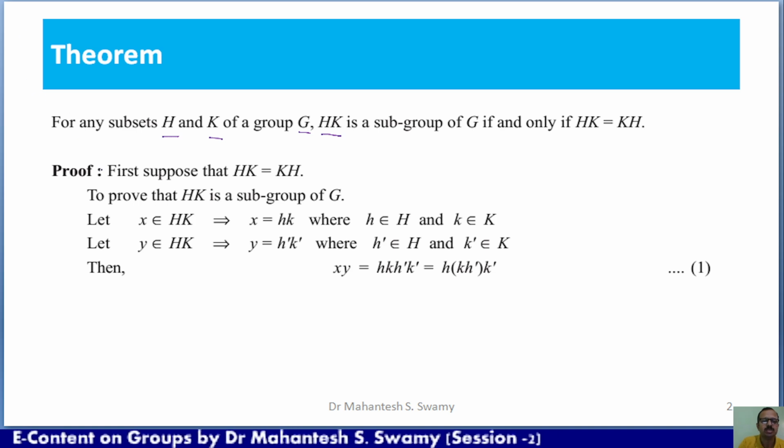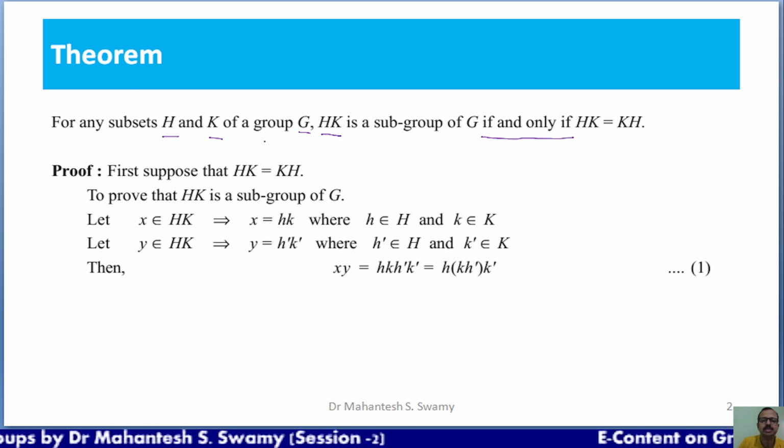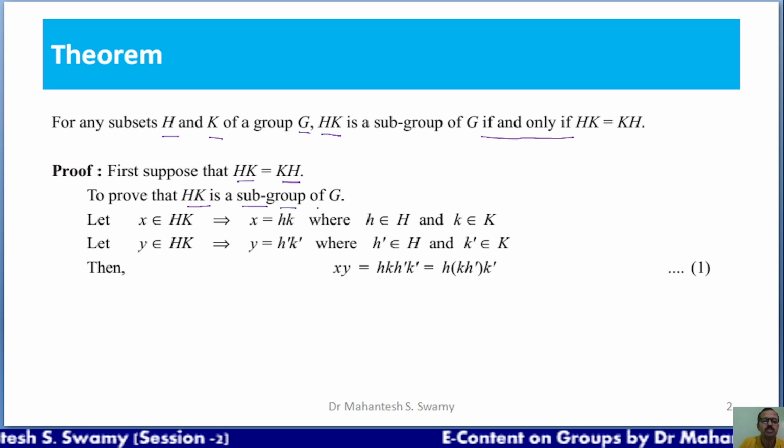As I have already told you, whenever if and only if type of theorems are to be proved, we have to consider in the first phase the necessary condition. So what is the necessary condition? KH equal to HK, or HK equal to KH. First suppose that HK equals KH. What is now to be proved? We have to prove that HK is a subgroup of G.